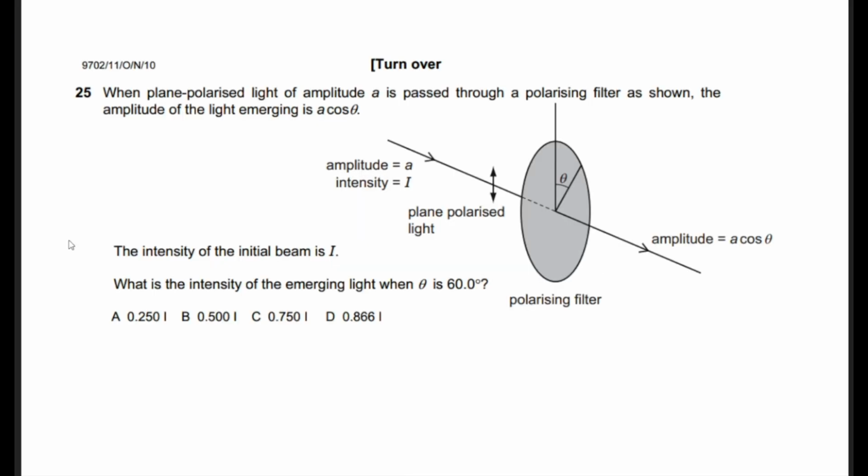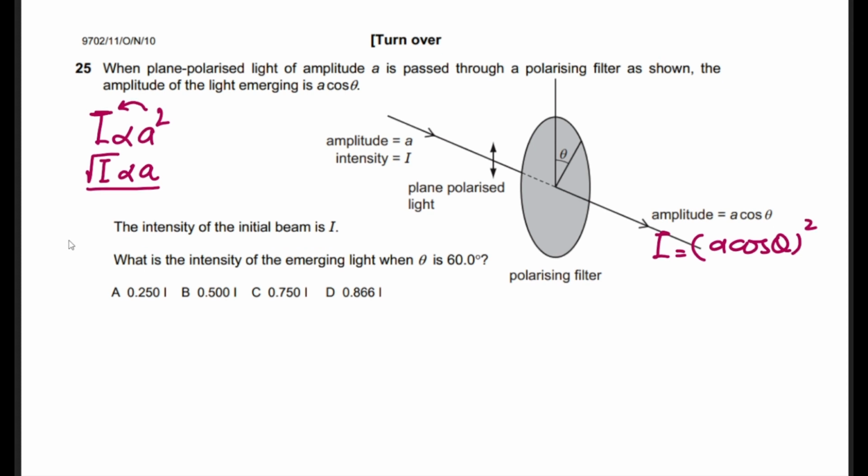Okay, let's do some questions regarding this topic. It tells us that there is an amplitude A and intensity I. Please note that the intensity is linked by the equation I proportional to A square, and if you take it to the other side, under root of I is proportional to A. On the other side, it tells us that the amplitude is A cos theta, so the intensity is going to be the square of A cos theta. It asks what the intensity of the emergent light ray is. We're not sure about this.